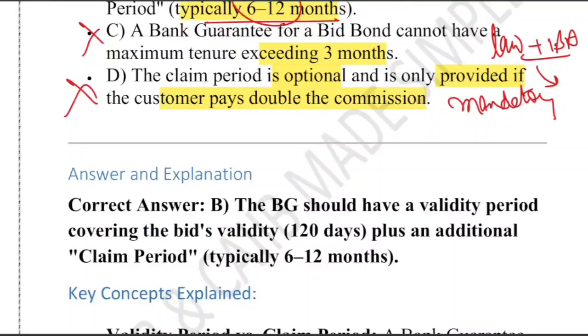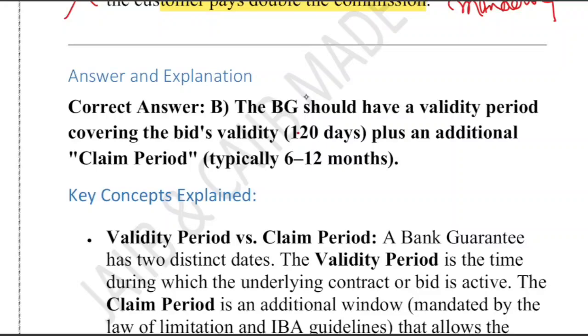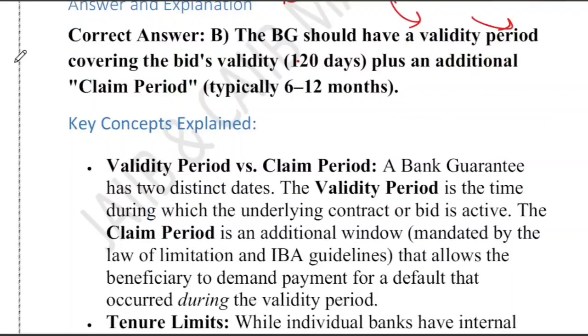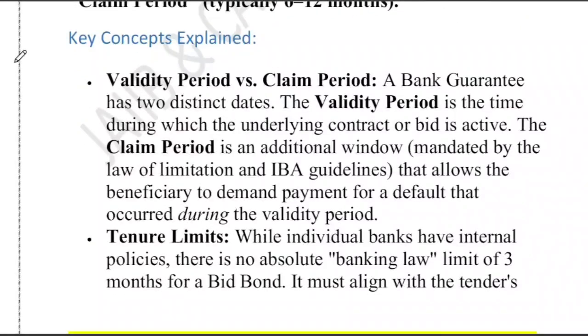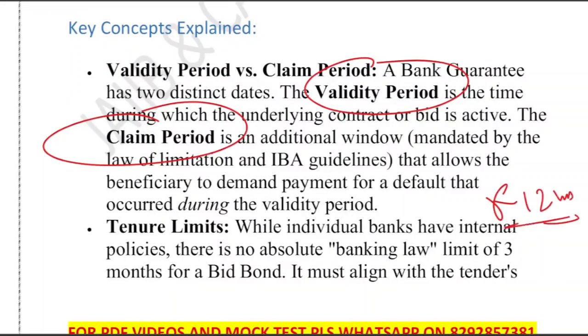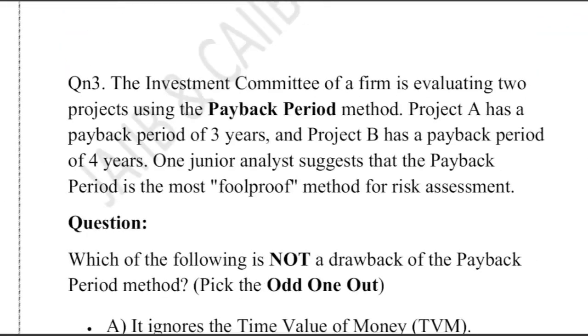So the trick to remember the concept we learn in this question is very simple. Whenever you see a bid, think of validity plus claim. Validity means the bid validity period and claim means an extra 6 to 12 months, right? So what we learn from this discussion is that a bid bond bank guarantee covers the bidder's commitment during the tender stage, and a BG has two periods: one is called the validity period, the other is called the claim period. Claim period typically ranges from 6 to 12 months, as per RBI and IBA guidelines, and claim period is mandatory, not optional. Now let's look at the next question.